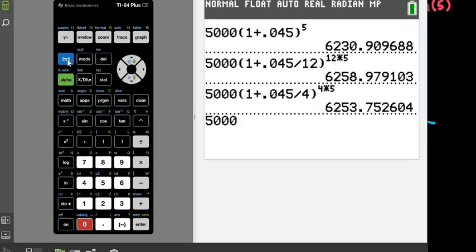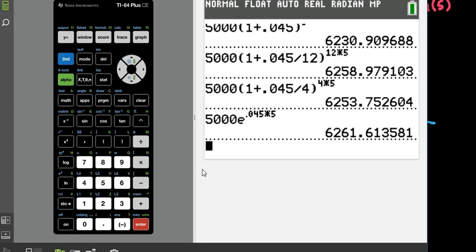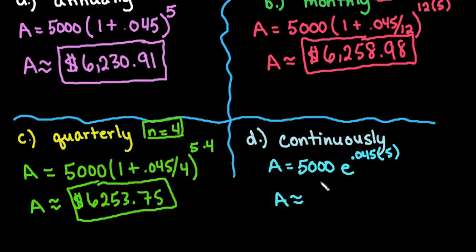And this time I'm going to hit second and the natural log. There's an e to the x. That is Euler's number. It's already programmed in there. And then I would put in the 0.045 times 5. And so this is the maximum that you can earn at this interest rate. So the $6,261.61 would be your amount after continuously compounding. Okay.